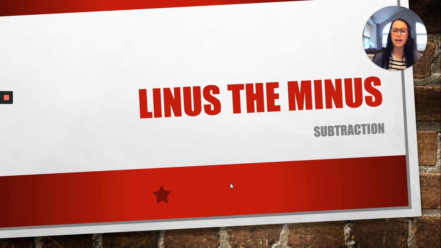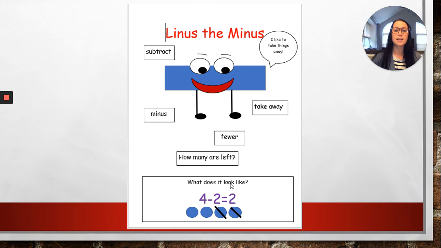Last week, you met a friend named Gus the Plus, and Gus the Plus really liked to put things together to make more or a bigger number. Well, today, I'm going to introduce you to Linus the Minus. And Linus the Minus likes to take things away. He likes to make the amount smaller. So here's what we need when we are going to subtract. There are some words that go with Linus the Minus that help us to figure out that subtracting is the operation we're going to be doing.